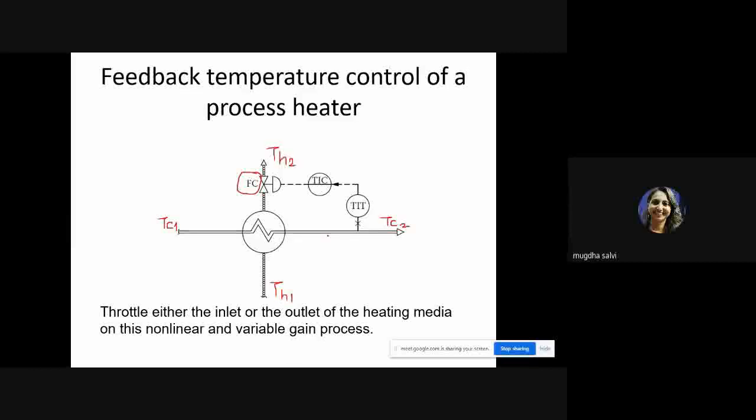So this is feedback temperature control of a process heater. The manipulated variable here would be the flow rate at the exit of the heating media, or the flow of the exit media. And what is the control variable? The control variable is TC2, or the temperature at the exit of the process fluid.